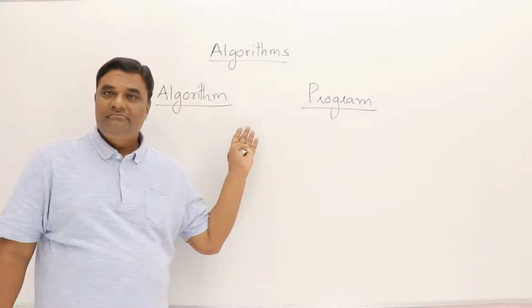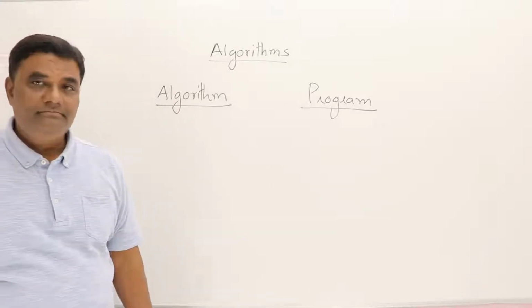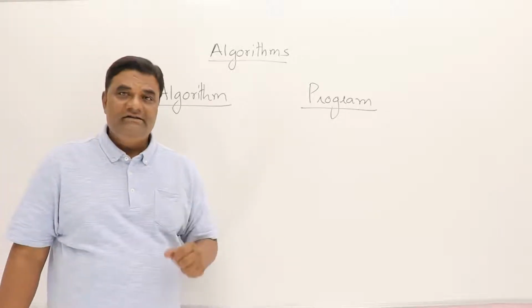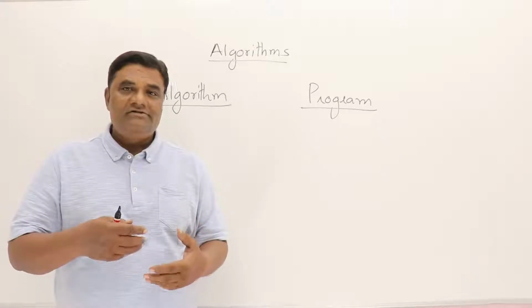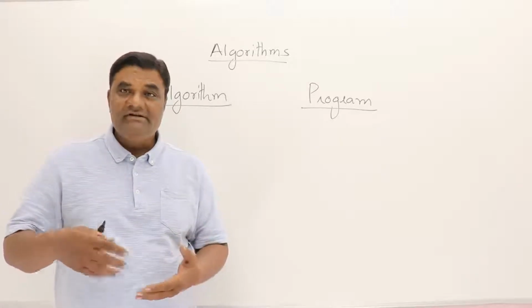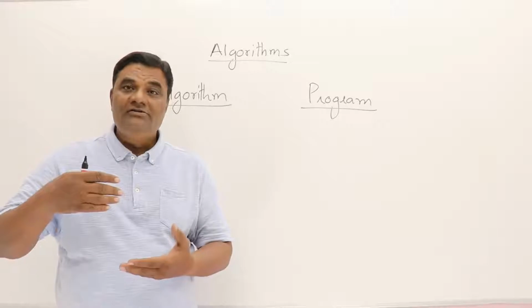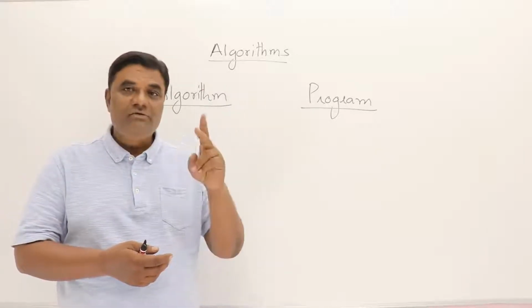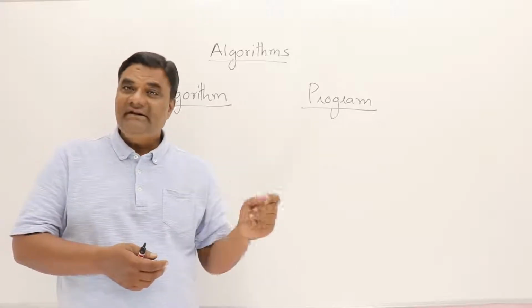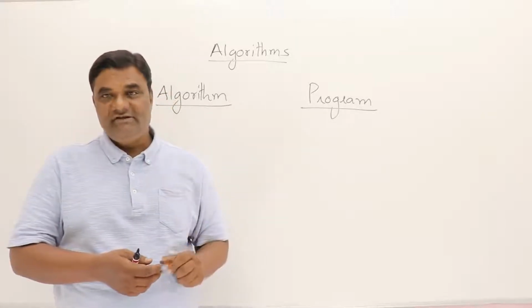Here is an algorithm and here is a program. Let us see the first difference. If you know the software development life cycle, means the phases of developing a software project. In the phases of development of software project, there are two important phases: design phase and the implementation phase.